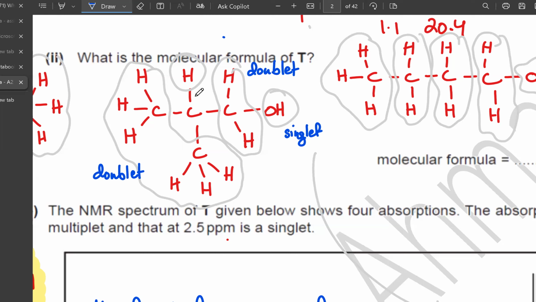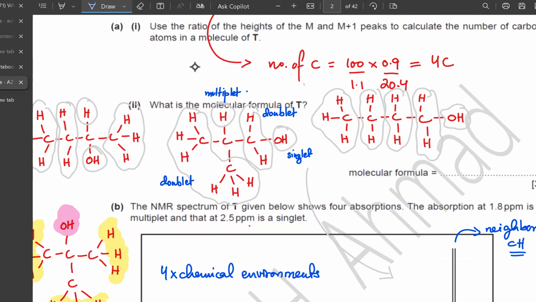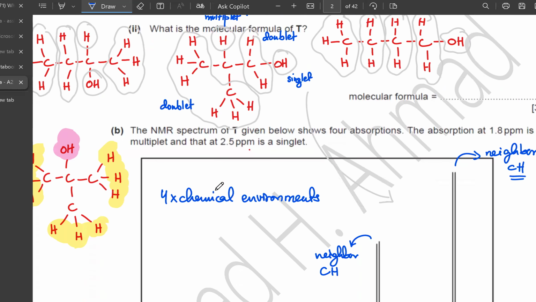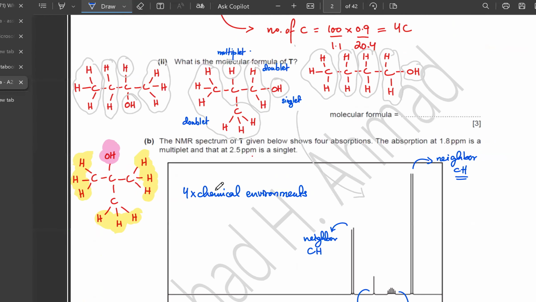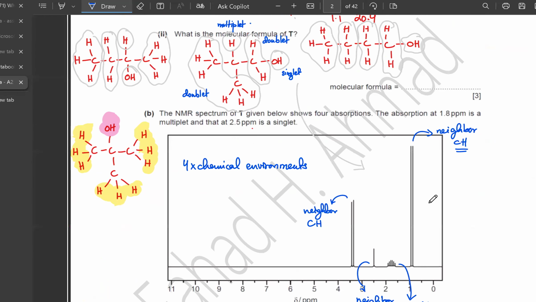Finally, you've got this H. Now that H is in the middle. It's surrounded by H's on every side. Lots of H's, so that's a multiplet. This one is a multiplet. Is that clear? Which is exactly what we have over here: two doublets, one multiplet, and one singlet. Okay, clear? Yes, sir.